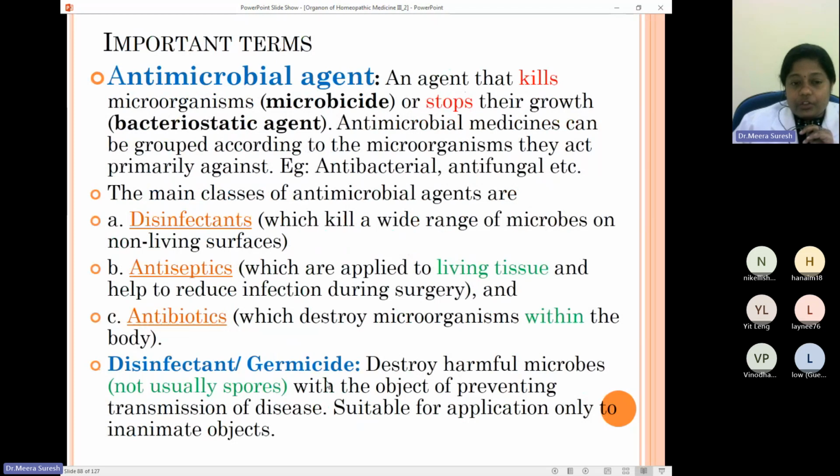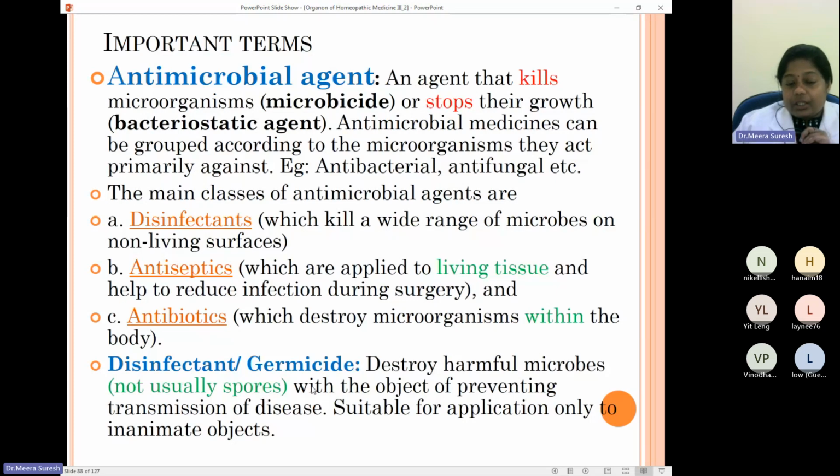In a lower concentration, of course, we can, but still we won't be using it, because disinfectants are mainly meant for non-living surfaces and antiseptics are meant for living tissues. The third one is antibiotic, and an antibiotic is something that is to be taken inside. It destroys the microorganisms within the body.